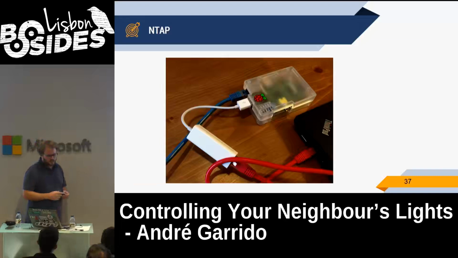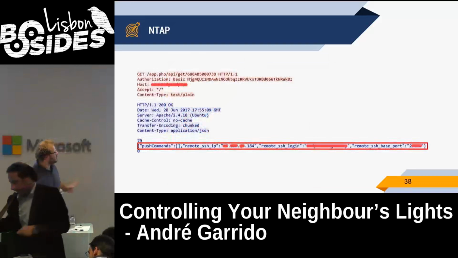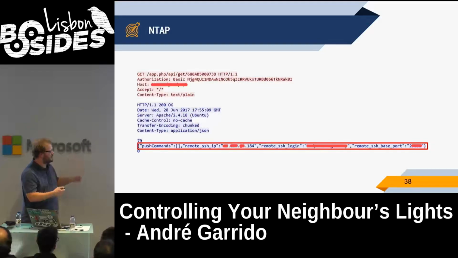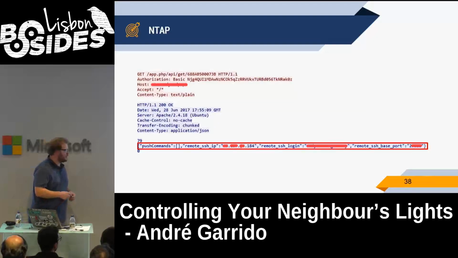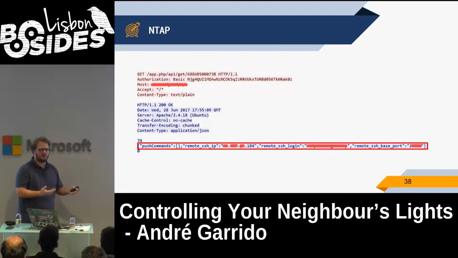And one thing that clearly got my attention was that the first packet was this one. I got the basic stuff, and then I have some JSON file with push commands, remote SSH IP, remote SSH login, and remote SSH port. I tried to understand what's behind this, but once again, it was a production server. I didn't want to mess a lot with it. But you have the login, you have the port, you have the IP. The only thing missing is the password, probably because it uses a key. But, well, you have some critical information passing in clear in your network.